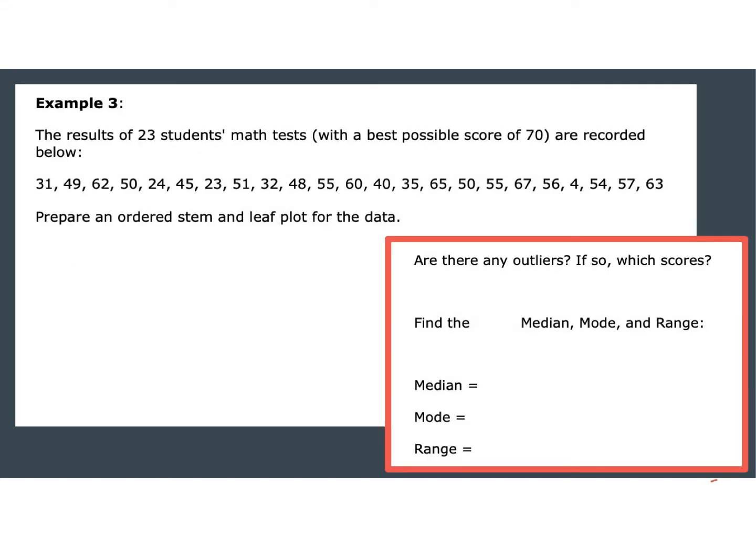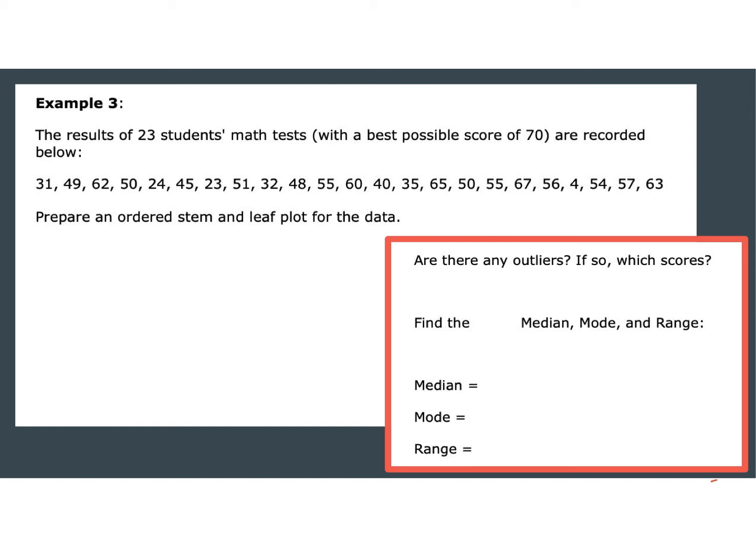In our last example, we will create a stem and leaf graph, we will look for any outliers, and we will find the median, mode, and range of our data values. Our example says the results of 23 students' math tests with the best possible score of 70 are recorded below. First, we will want to order our data values from least to greatest.